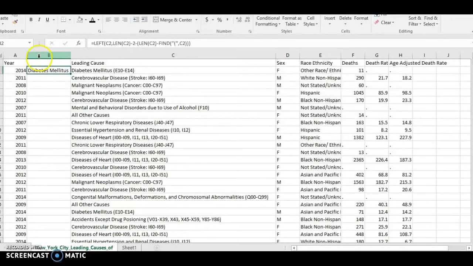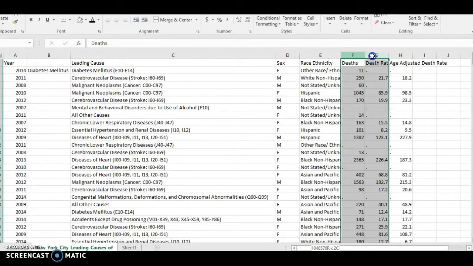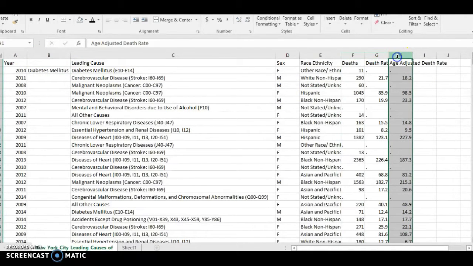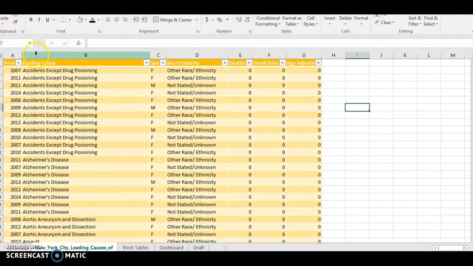The second problem I have is to change the cells in the columns of death rate and age-adjusted death rate that are filled with the period mark. These cells should all have 0 instead of the period mark. So after cleaning up the data file, I have this file.